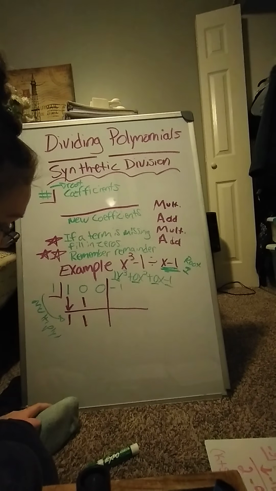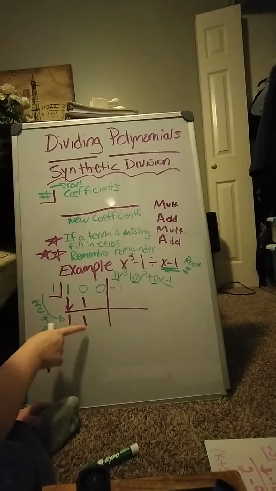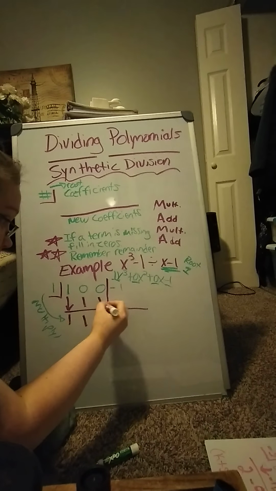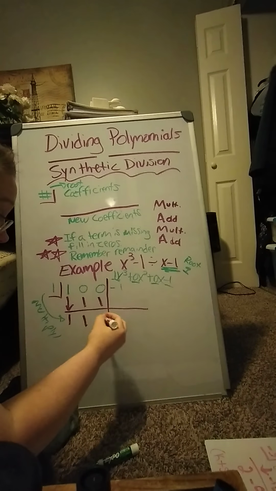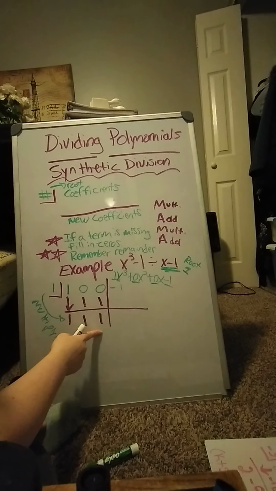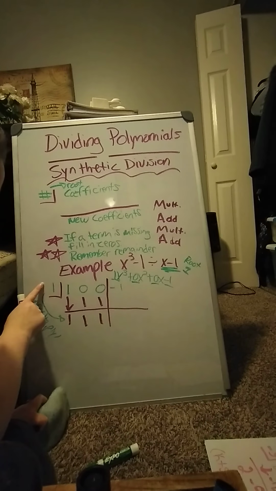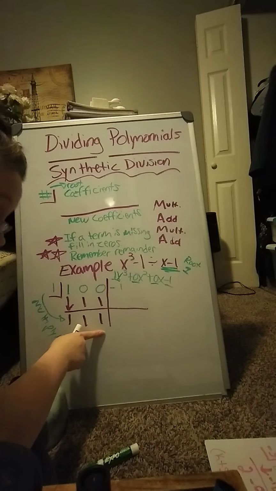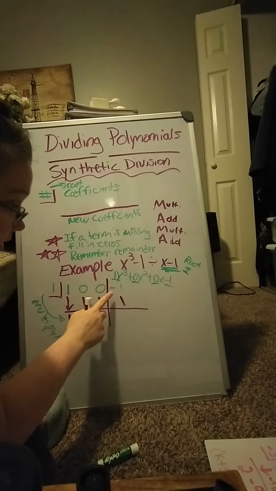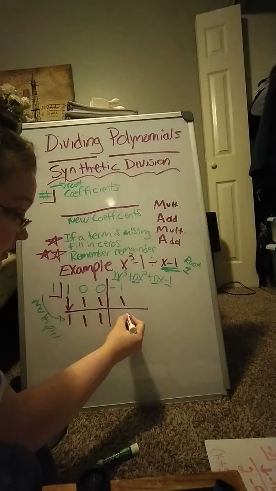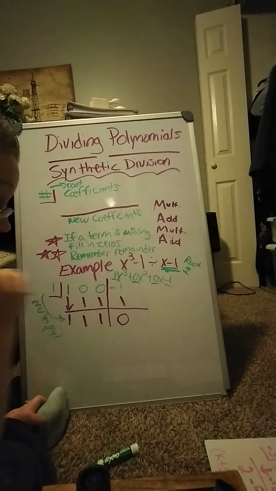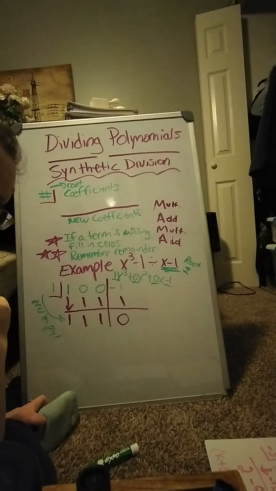Then I do the same thing again. Outside times bottom, 1 times 1 is 1, put it here, add down, I get 1, right? 0 plus 1 is 1. Then I repeat. Outside times bottom is 1 times 1 is 1, put it here. Negative 1 plus 1 is 0. Okay, now I'm done with all the steps. I need to show you how to put it together.